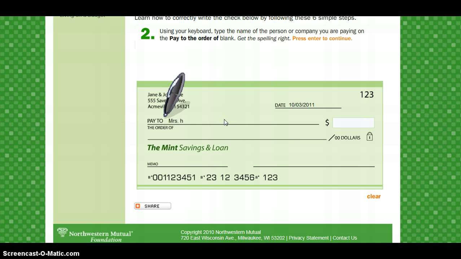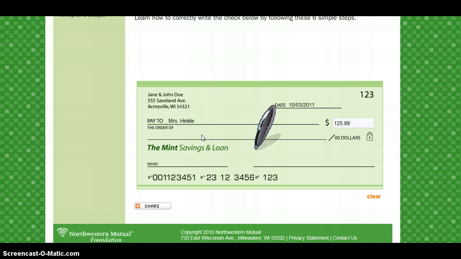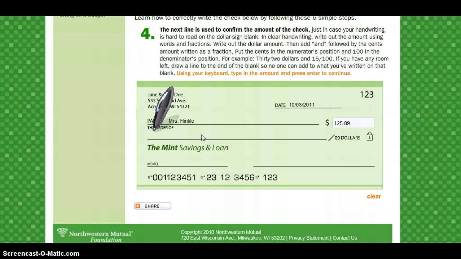So here we go. The amount, let's go for $125.89. So here you would write $125.89 over 100. And then normally what I would do is draw a line out so nobody can write anything, but here we're not going to do that.